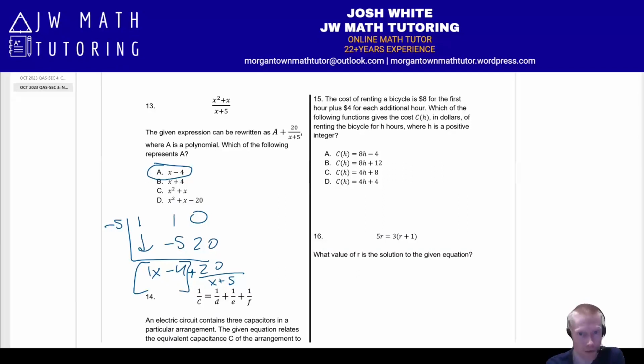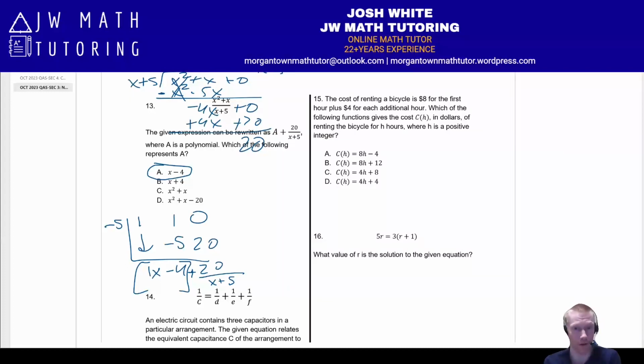If you wanted to do long division instead, well, you could just write it out like this. X squared plus x plus 0. We'd multiply by x times x to match x squared. X times 5 makes 5x. Change the signs both to negative. Cancels. Minus 4x plus 0. Now, -4 times x, -4x. -4 times 5, -20. Change the signs both to positive. Remainder is 20. And again, you get the same thing. X minus 4 is your answer in front of the 20 over x plus 5 part.